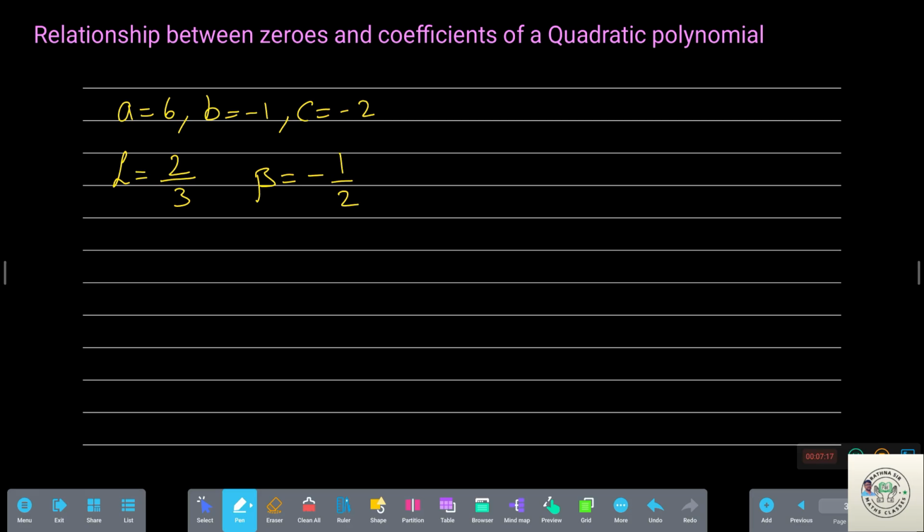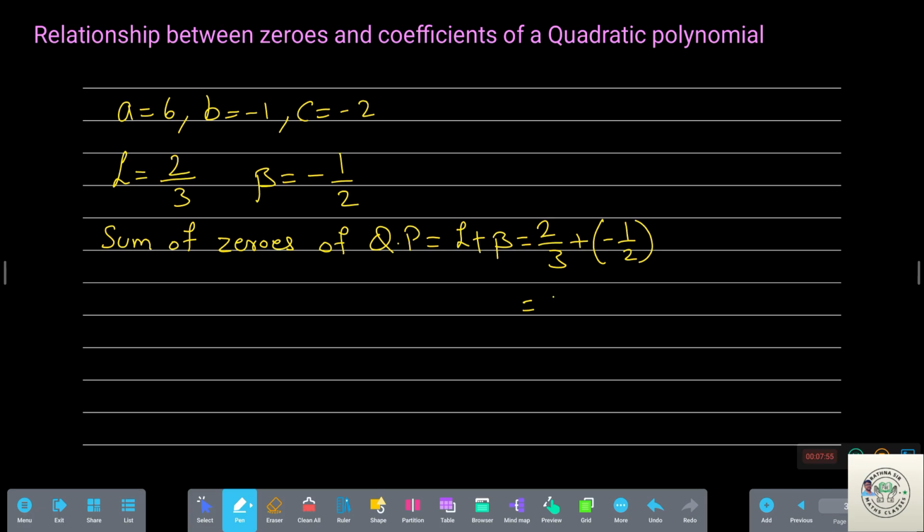So we will first try to add the zeros of that quadratic polynomial. That is the sum of zeros of the quadratic polynomial, which is nothing but alpha plus beta. What is alpha? 2 by 3, plus what is beta? Minus 1 by 2. So if we simplify this, what do we get? LCM of 3 and 2 is 6.